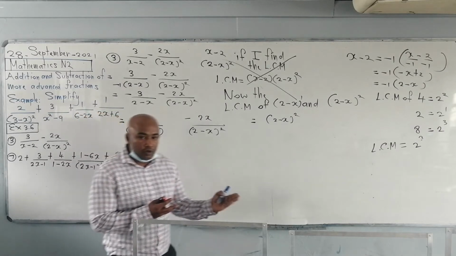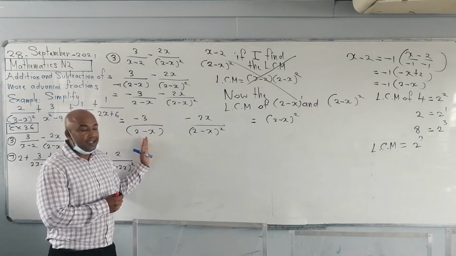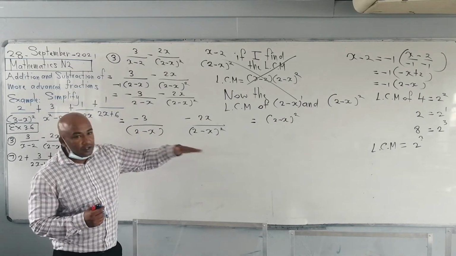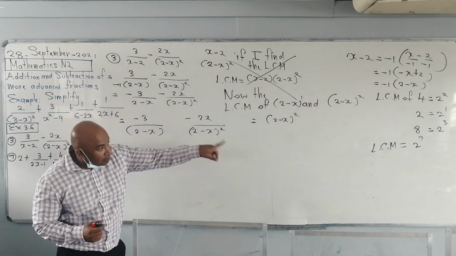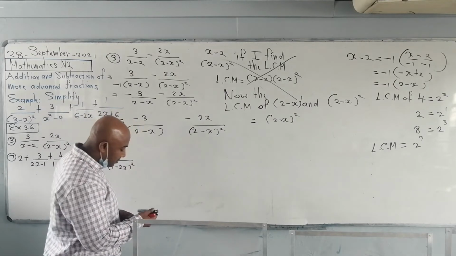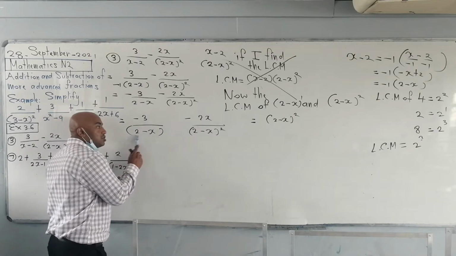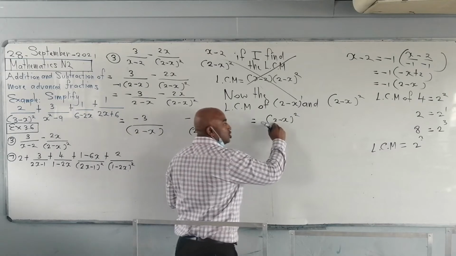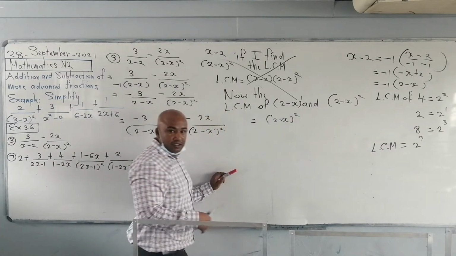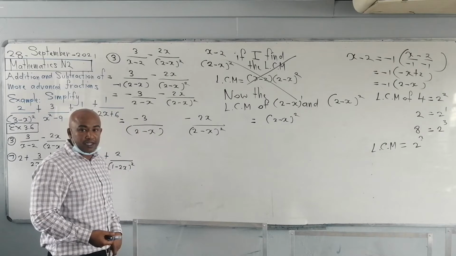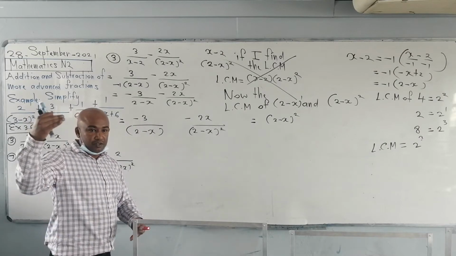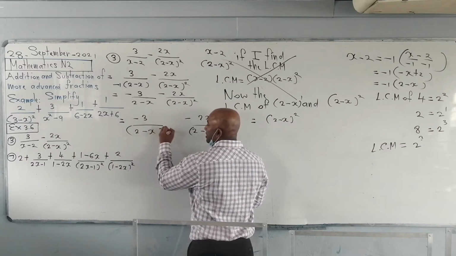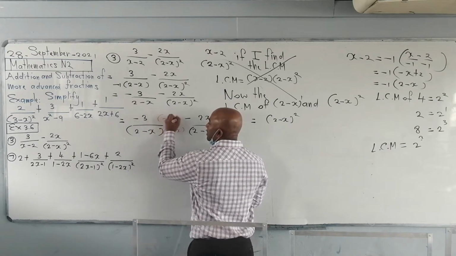now we have to go to each fraction and make sure now that the denominator is common. That means every single denominator must look like the LCM. So what do I mean now? So you check now. This denominator is 2 minus x, but the LCM is supposed to be 2 minus x all squared. So what must I multiply 2 minus x by in order to get 2 minus x all squared? All I have to do is multiply it by itself.